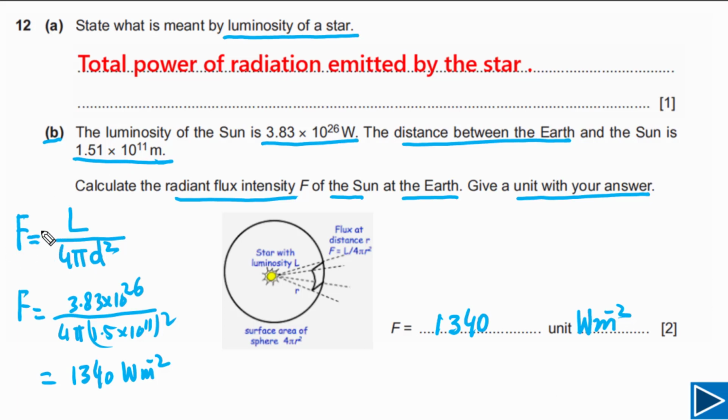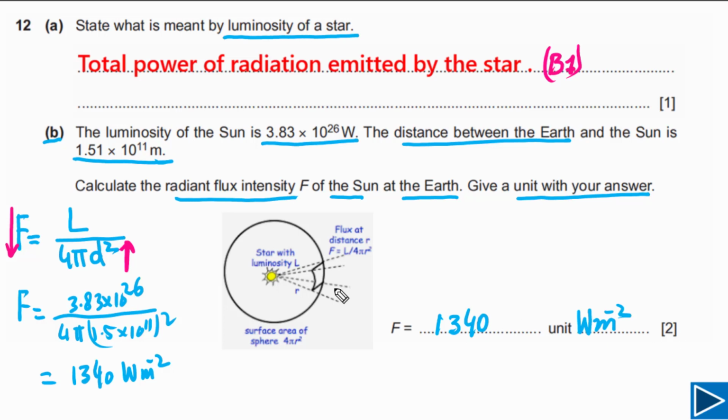Radiant flux intensity depends on distance. If the distance from the star increases, then radiant flux intensity will decrease, and vice versa. If the distance decreases, flux intensity will increase. If we talk about the marks, this part has only 1 mark, so that is the B mark. If you have written this, you will get the B mark.